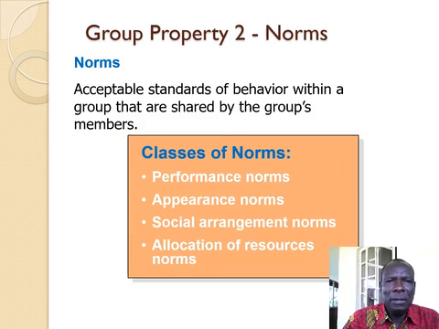So now, having looked at roles, we now move to the second property called norms. What are norms? These are acceptable standards of behavior within a group that are shared by the group's members. Norms. This is also a common concept in life. We all have norms.